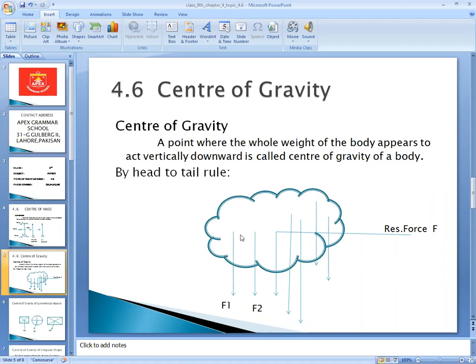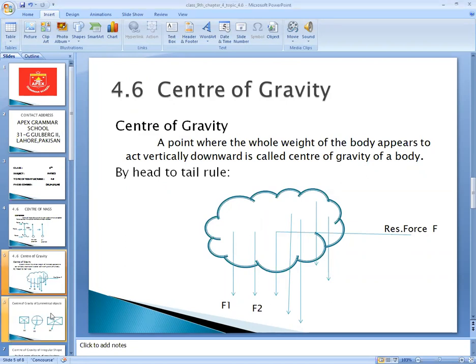Suppose these are the forces F1, which is acting downward, because you know the weight is the force which is acting downward. So F3, F4, F5, F6, and F7. So these are the forces. So if I find the resultant force with the help of the head to tail rule, what will happen? It will be a single force which has the combined effect of all the forces to be added.